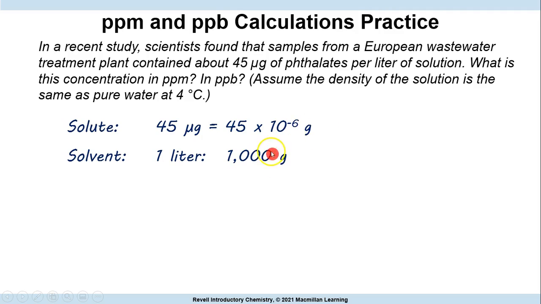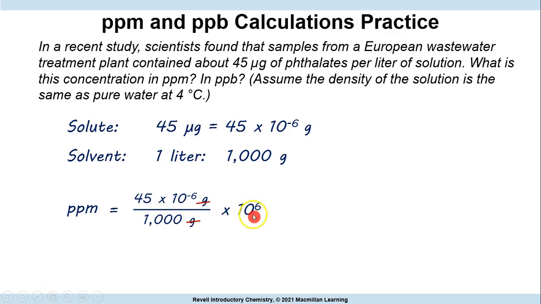And for the formula of calculating the parts per million, we've said it is the mass of solute over mass of solvent times 10⁶. That is for parts per million. So that is what we are going to use here. So the mass of the solute is 45 times 10⁻⁶, and the mass of solvent is 1,000 grams times 10⁶. So that is going to give us a value of 0.045 parts per million.